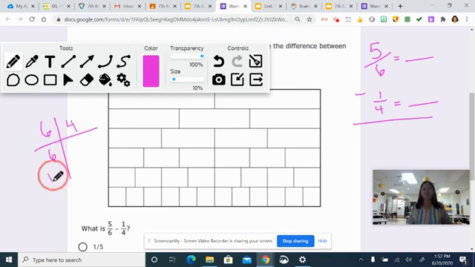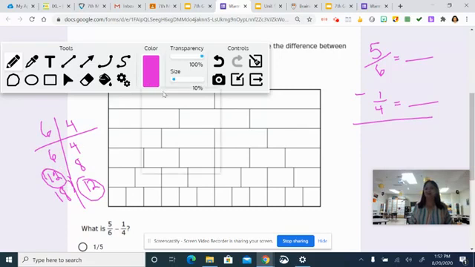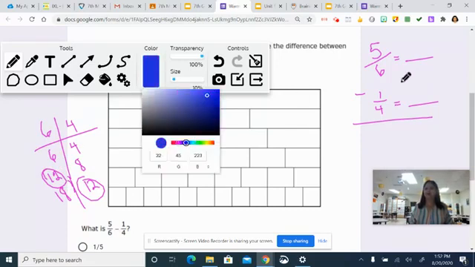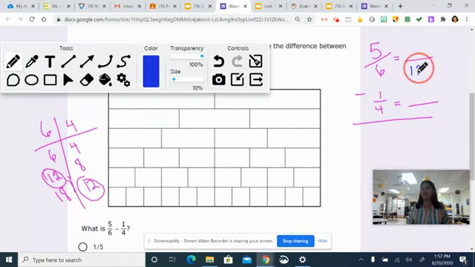6, 12, 18. Now we can do our 4s. What are the multiples of 4? 4, 8, 12. We can stop right there because we have found a common one. So the least common multiple for 6 and 4 is 12. Are there others? Yes. 24 would be another common multiple, but it's not the least.